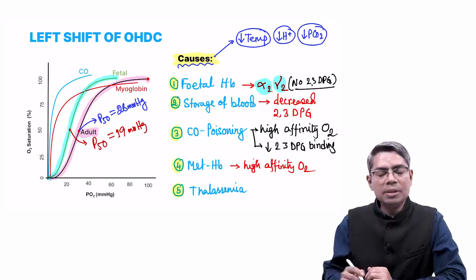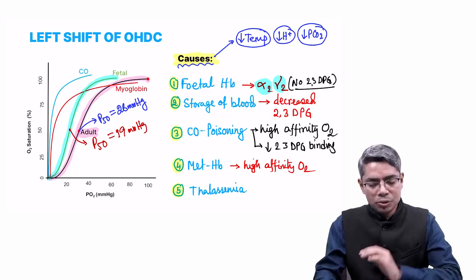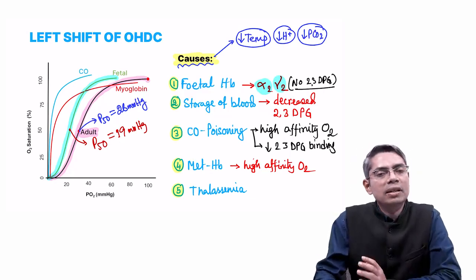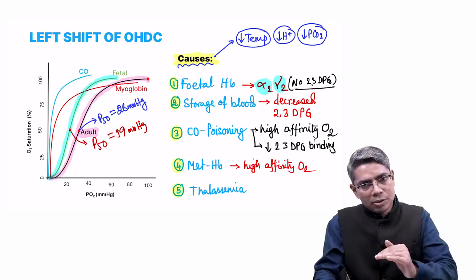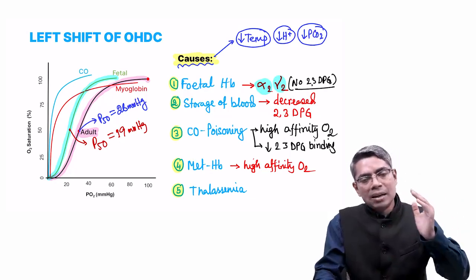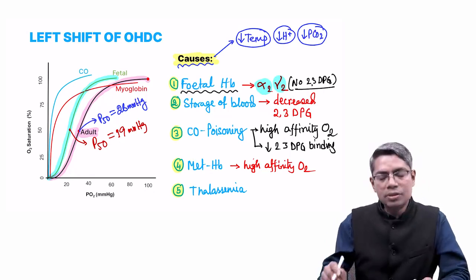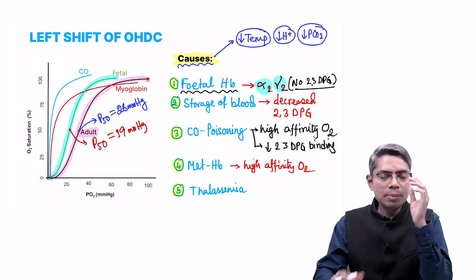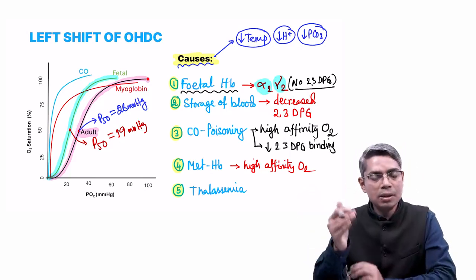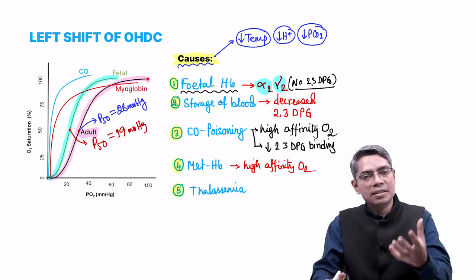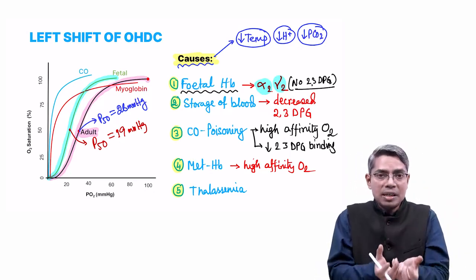Now if the 2,3-DPG binding is not there with the hemoglobin, it means the 2,3-DPG content is very less. What kind of shift is going to happen? Less 2,3-DPG means left shifting. And because of the left shifting, fetal hemoglobin has higher affinity for oxygen, because I told you: what is the meaning of right shifting? Low affinity state. What is the meaning of left shifting? High affinity state. So the hemoglobin has higher affinity for oxygen.